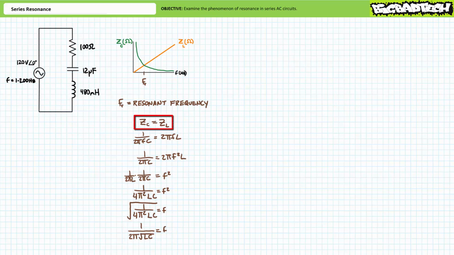Importantly, you need to be aware that the resonant condition is an occasion in which the excitation frequency is such that the magnitude of Zc equals the magnitude of Zl. At the resonant frequency, odd things occur.